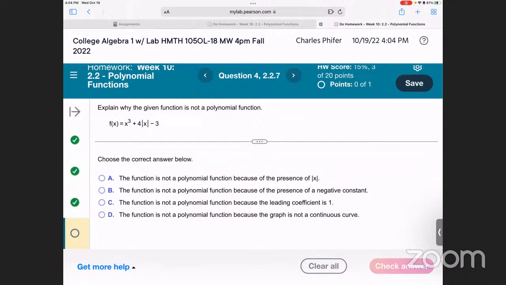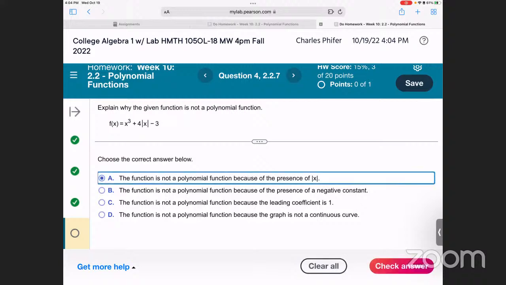So when we were discussing some of the properties of polynomial functions, we said that their graphs are smooth, continuous curves. So that means that there are no sharp corners or edges and no holes, gaps, or breaks. So because of that absolute value term, that's going to create a sharp edge in our graph. So it's not a polynomial function because of the presence of the absolute value.